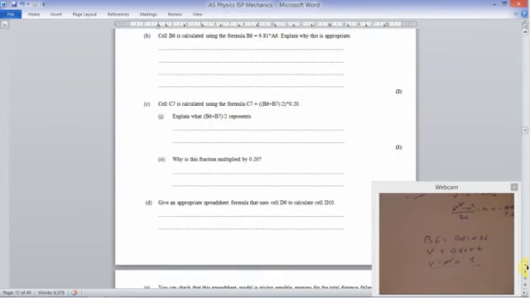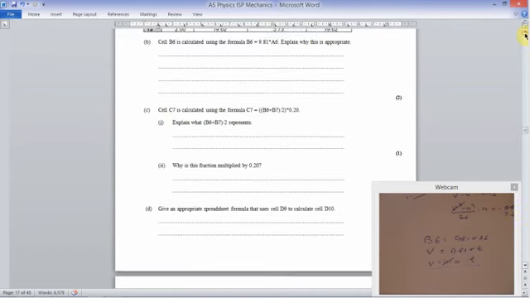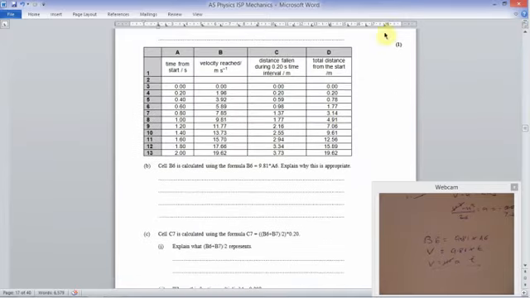Give an appropriate spreadsheet formula that allows D10 to be calculated from D9. So in other words, calculating D10 from D9. Okay, so you've got D10, and you want to know how to figure that out from D9. Okay, so total distance from the start. So what you need to do is essentially add a value to D9 to figure out D10.